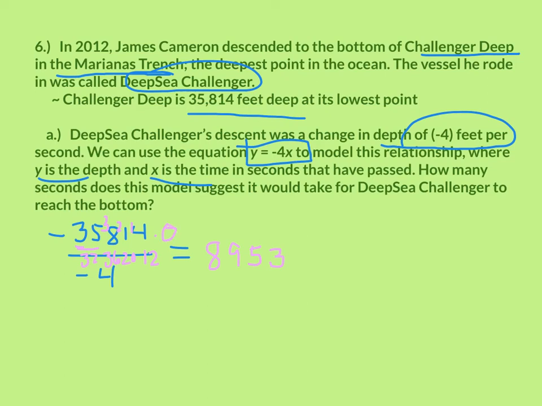So I'm going to put a 0 on there. 14 minus 12, of course, there's 2 left over. I need my decimal here. 4 goes into 20 5 times. And that's a negative divided by a negative. So that is 8,953.5 seconds.